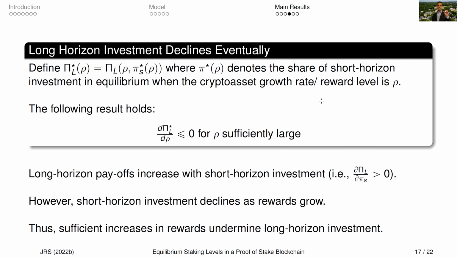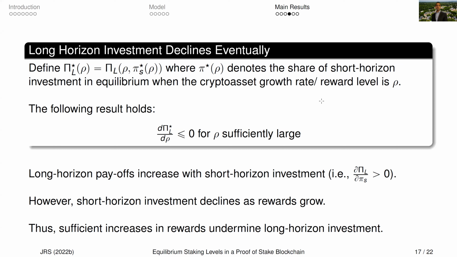So the key point is that you can't plug arbitrary shares of short horizon investors into that bivariate function I showed you earlier and consider that to be an actual return that investors are going to get, because that may not correspond to an equilibrium. If you want to think about different equilibria as I change the reward rate, you have to endogenously derive the share of investment from short horizon investors and plug that in with the associated reward rate, and so you get a univariate function just as a function of rho.